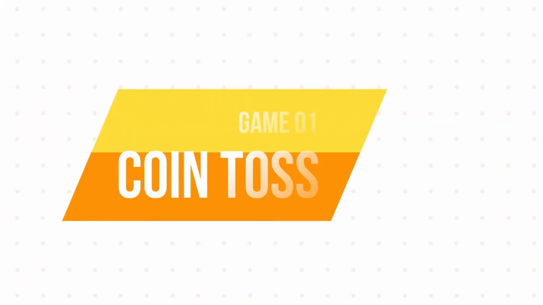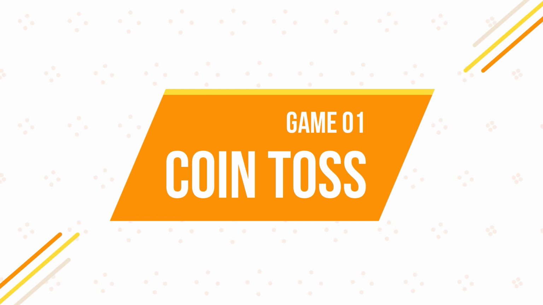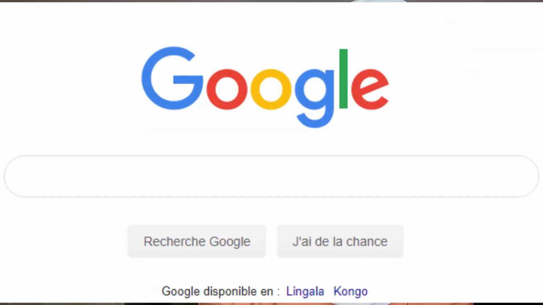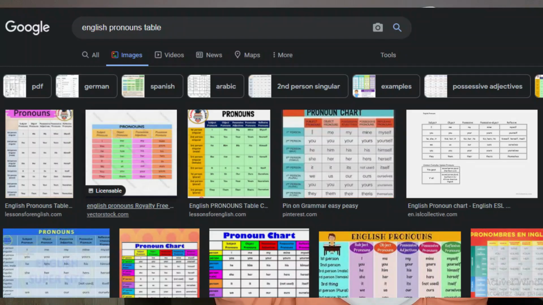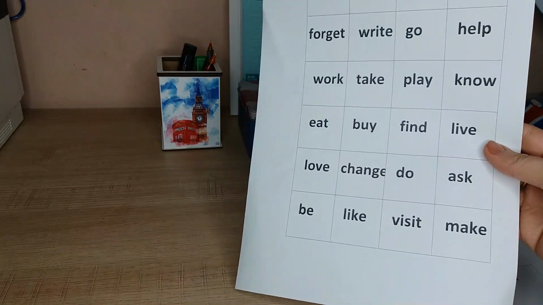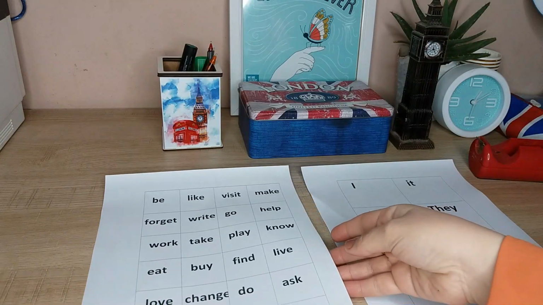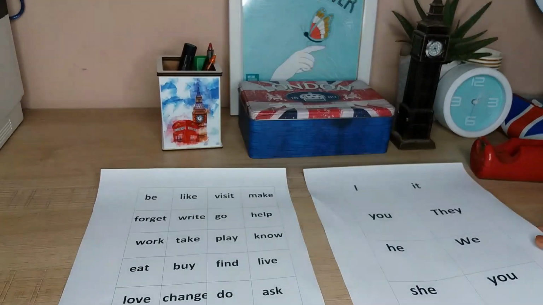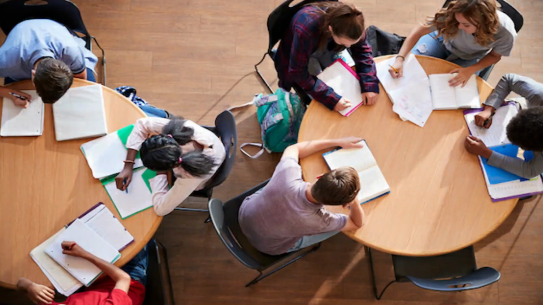So, here we go. Are you excited for the first game? Well, it's called coin toss. Interesting, right? The first thing you need to do is to go to Google and download a chart of verbs and a chart of pronouns. Or you can create it yourself in a Word format that you can edit anytime. Divide your students into groups of 3 or 4 and take out some coins from your wallet.